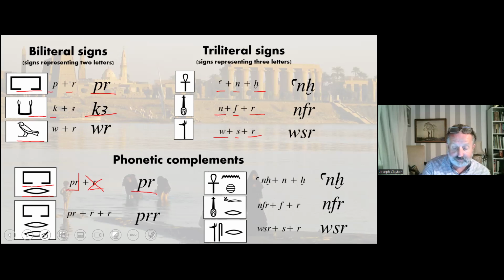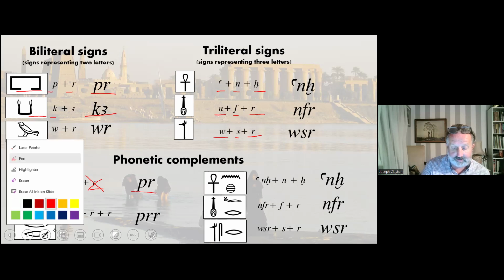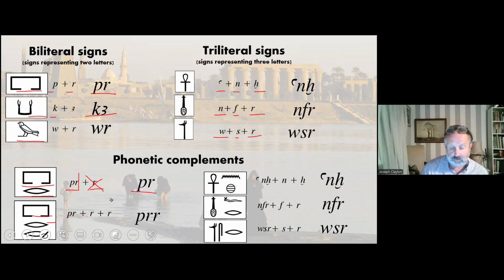But if you look at this one here, we've got per plus R plus another R. So the first one, we know that reads per because we've got an extra R to confirm that reading, so we get rid of that one, but we've still got another R. So that one reads per-r. So the first one is a phonetic complement to confirm the reading, but the second one is an extra letter. You could do this with triliterals as well.